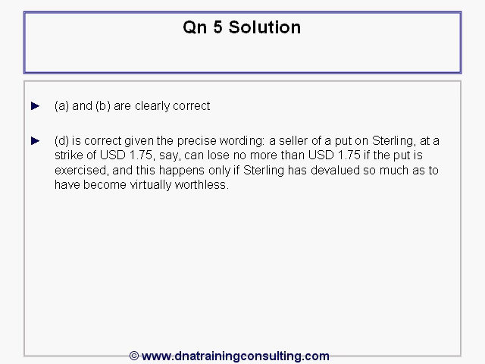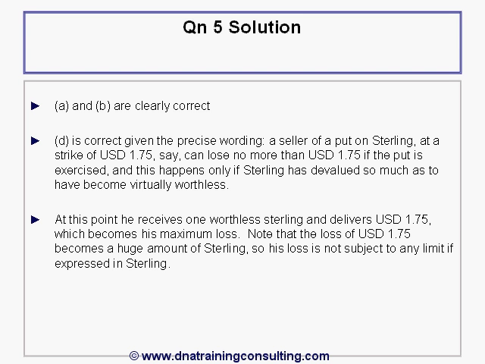A seller of a put on sterling at a strike of $1.75, say, can lose no more than $1.75 if the put is exercised, and this happens only if sterling has devalued so much as to have become virtually worthless. At this point, he receives 1 worthless sterling and delivers $1.75, which therefore becomes his maximum loss. Note that the loss of $1.75 becomes a huge amount in sterling, so his loss is not subject to any limit if we express it in sterling.